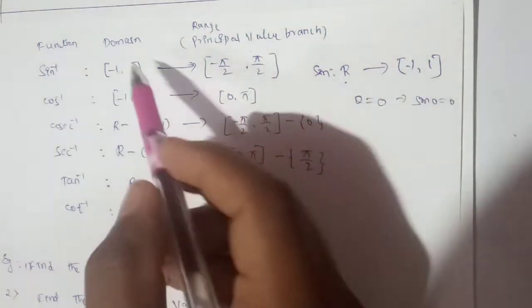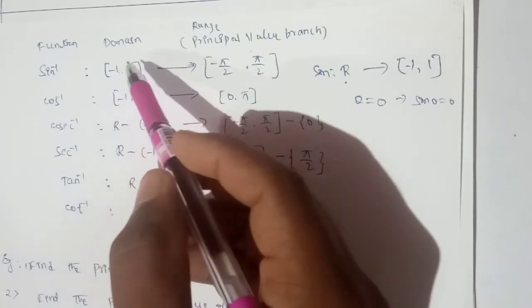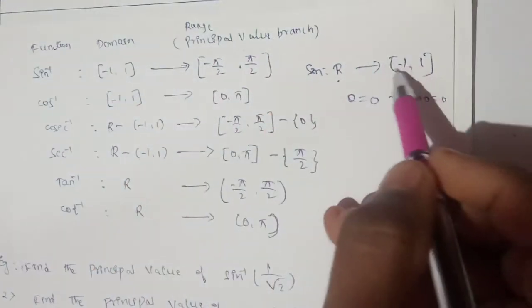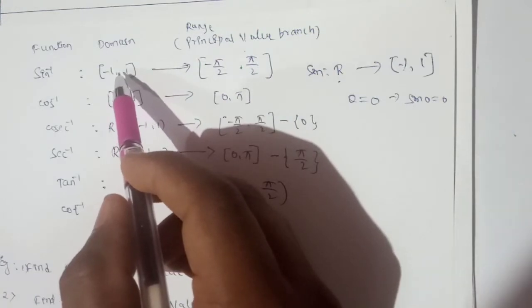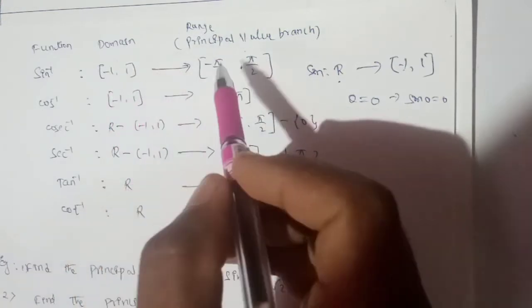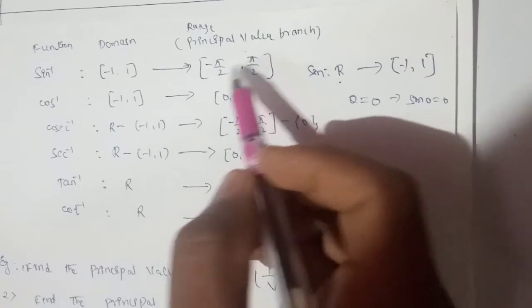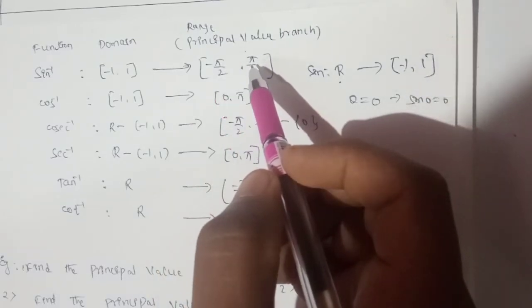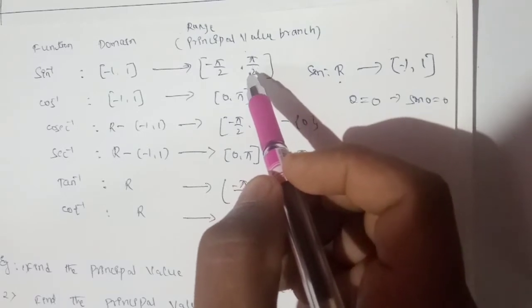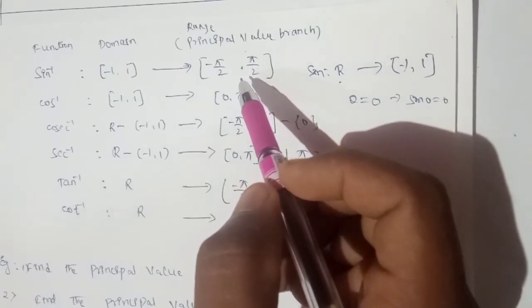Therefore here the domain is same as the range. That means the range of the sine function is the domain of the sine inverse, and here the range value lies between minus pi by 2 comma pi by 2. Why minus pi by 2 comma pi by 2 is because we cannot define anywhere.